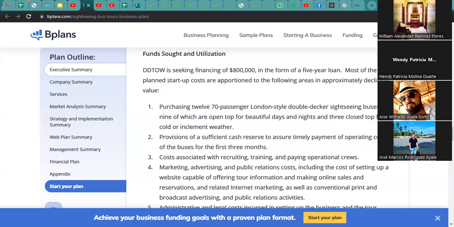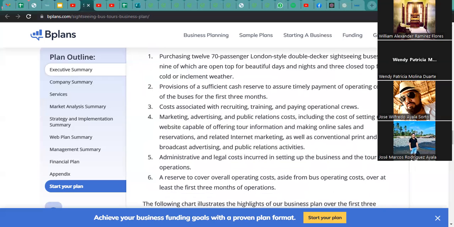And how is this money going to be used? Well, here it is. I mean, the 12 buses, right? Because remember that there were 9 plus 3. So 12 buses that have a capacity of 70 passengers. London-style double-decker sightseeing buses. I mean, those are very nice.